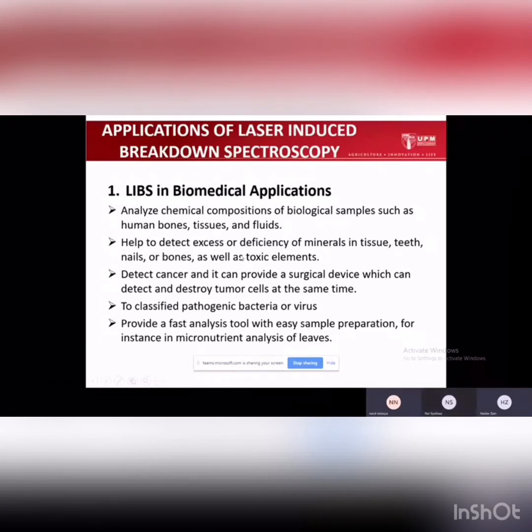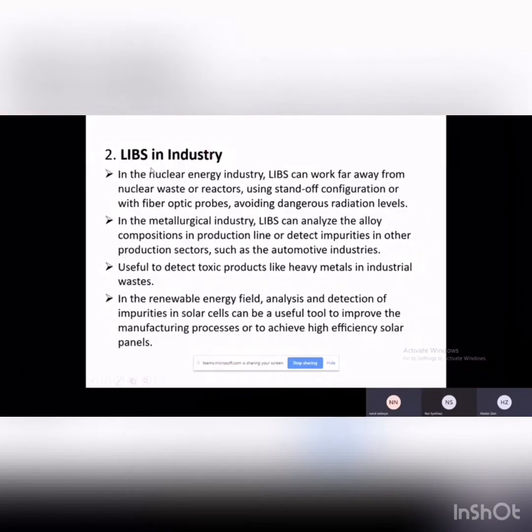So, next, the second application of LIBS is for industry. In the nuclear energy industry, LIBS can work far away from nuclear waste or reactor using standoff configuration or with fiber optic probes to avoid dangerous radiation levels. Second, in the metallurgical industry, LIBS can analyze the alloy composition in the production line or detect impurities in other production sectors, such as the automotive industry.